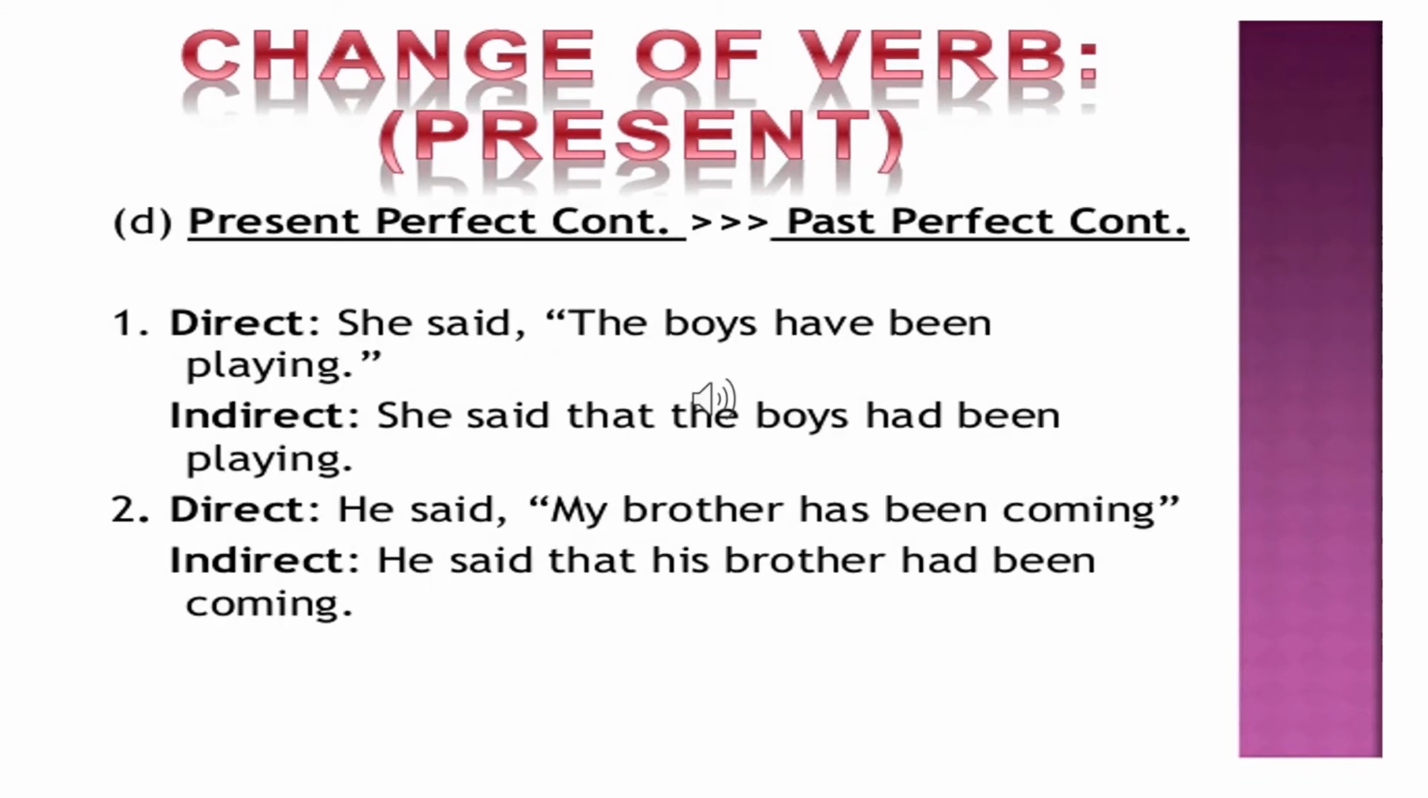If the tense in the direct speech is in the present perfect continuous form, then in the indirect speech it changes to the past perfect continuous form. For example, she said, "The boys have been playing." Here, have been playing is in the present perfect continuous form, and in the indirect speech it will be, she said that the boys had been playing. Here, had been playing is in the past perfect continuous form.